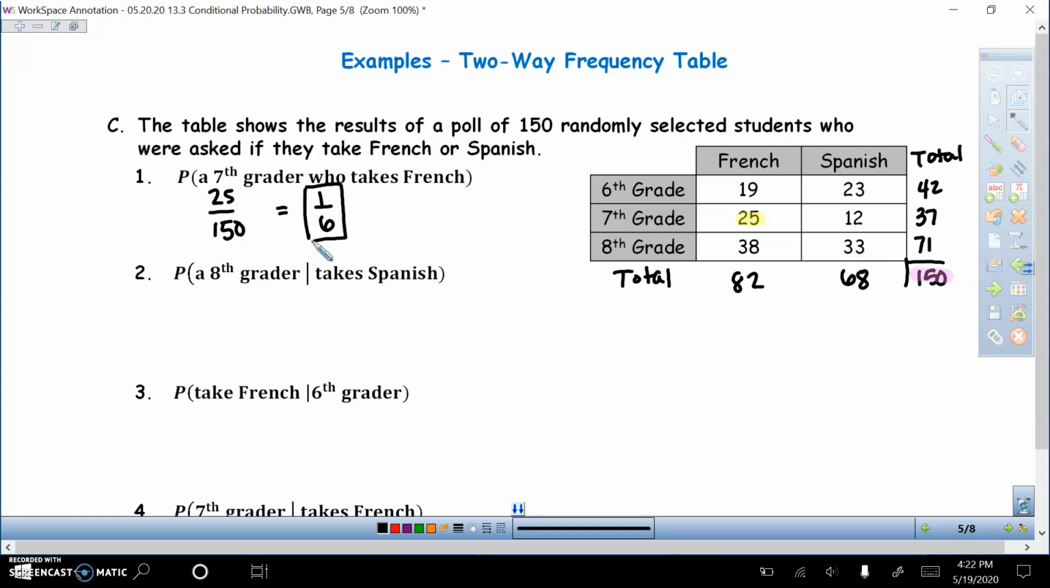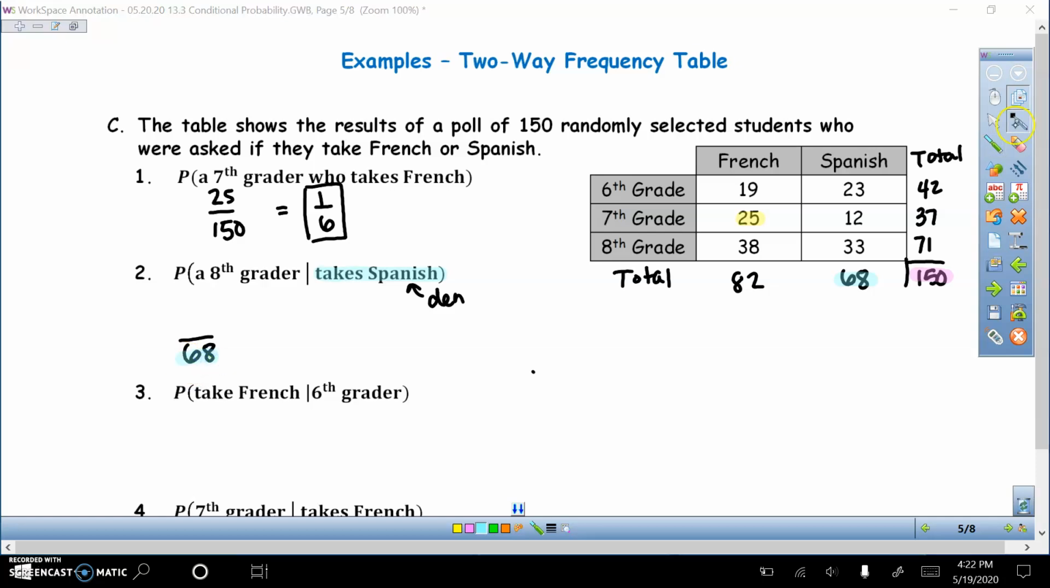All right, number 2, an 8th grader given that they take Spanish. All right, so this gets a little bit trickier. You have that vertical line, "given that." So remember, this then is going to be your denominator. So how many people take Spanish? Well, if I go to my table, there's a total of 68 people that take Spanish. So that's going to be my denominator.